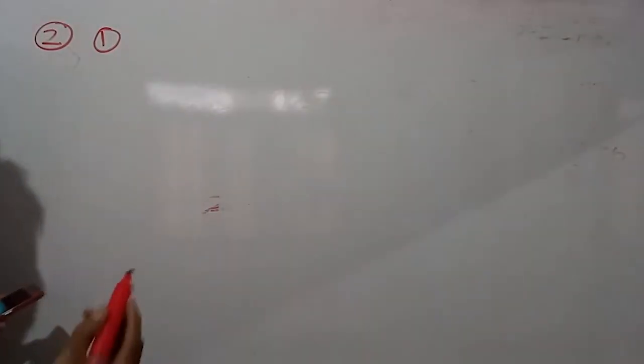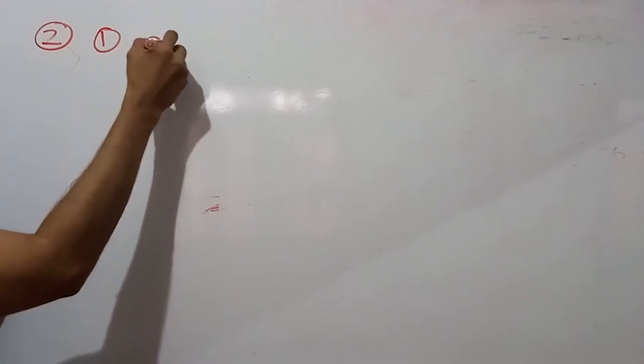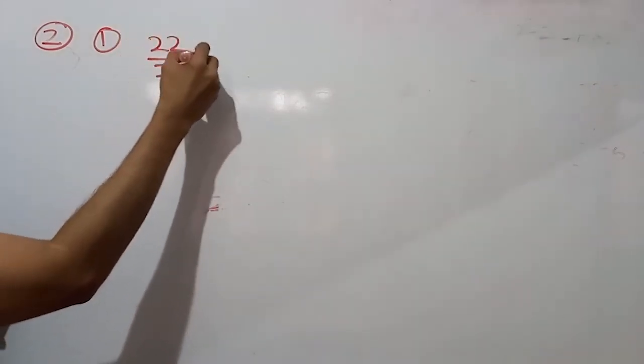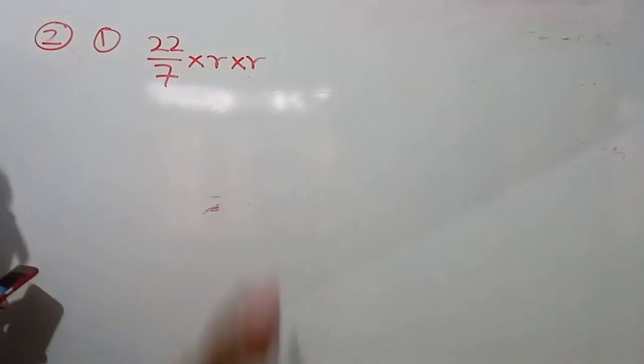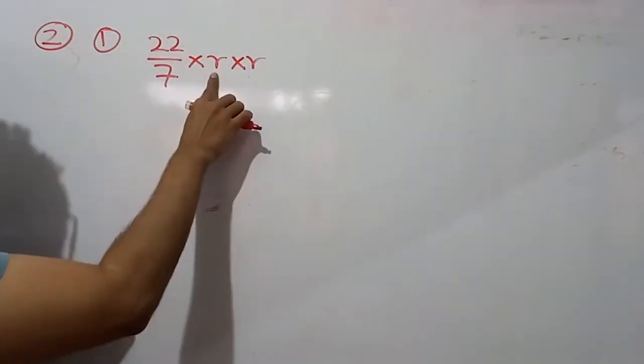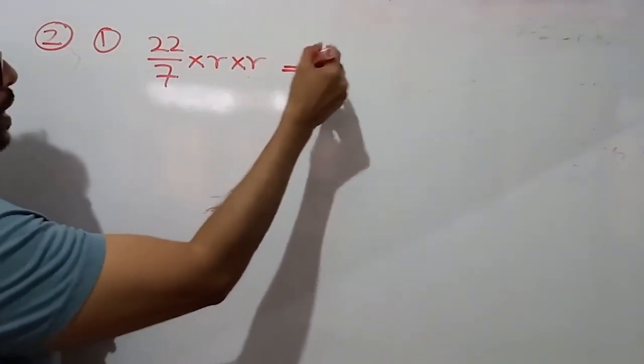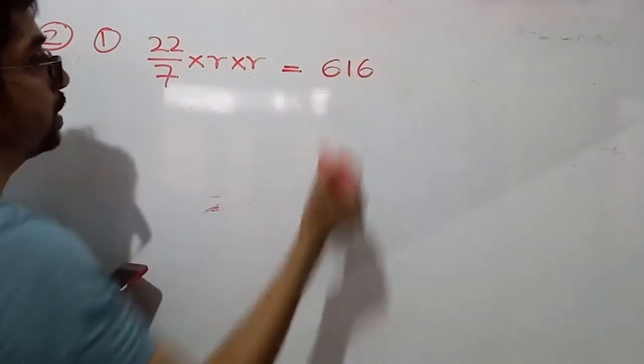The following are areas of some circular laminas. Calculate the radius of each lamina. Right. Now the area has been given, and the radius we have to find. Okay. So part 1, area is 616. So we know pi times r times r. We will take the radius as r. So this is equal to 616.